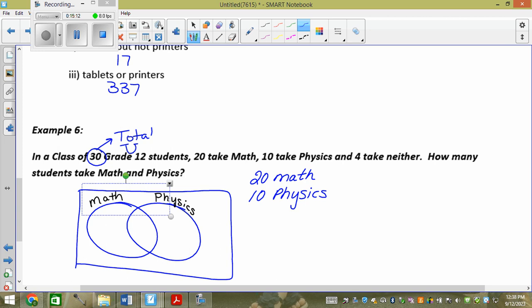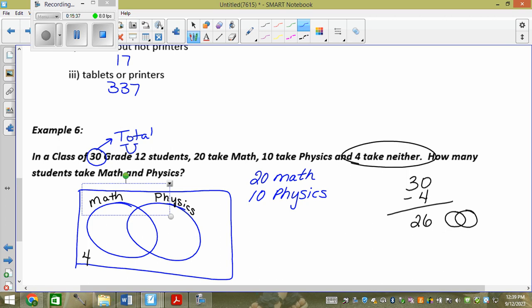No, we need to take that middle first, right? We can't just put them in. And 4 take neither. Let's see. So we put the 4 on the outside. So if 4 take neither, how many are left for the circles? 26. So if I take our total and I minus the 4 that are in neither, I'm left with 26 in the or spot, in the circles, correct?